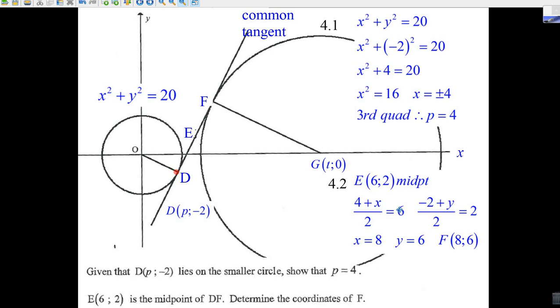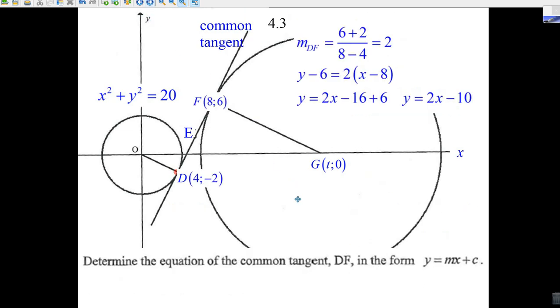Let's just solve them. 2 times 6 is 12. We take away 4. x must be 8. And then 2 times 2 is 4. We add another 2. The y-coordinate must be 6. So F is just 8 and 6. And it's a reasonable sort of thing in the problem. Well, that was pretty quick.